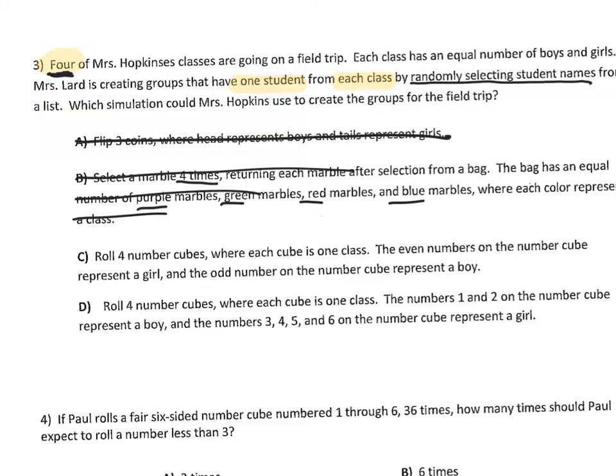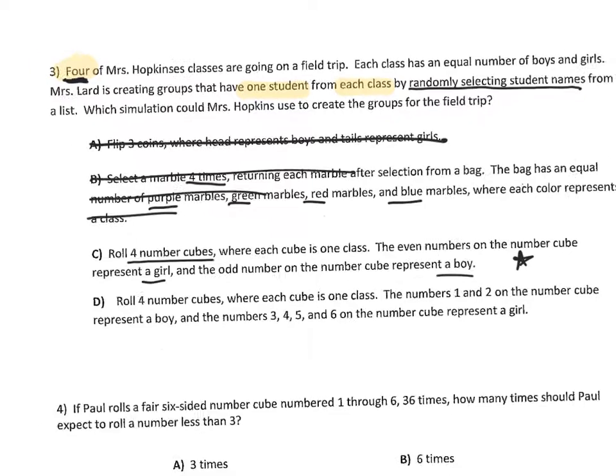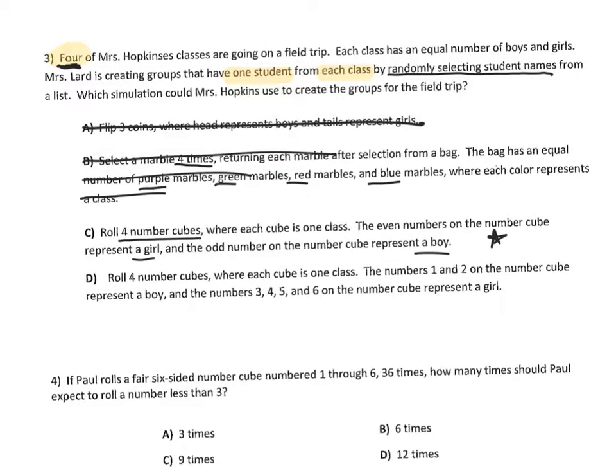Then C says roll 4 number cubes. So far so good because we've got 4 classes, where each cube is 1 class. The even numbers on the number cube represent a girl, and the odd numbers on the number cube represent a boy. That sounds pretty good because that's pretty fair. There's 4 cubes for 4 classes. Even numbers are girls, odd numbers are boys. That would be a good way to pick our classes.